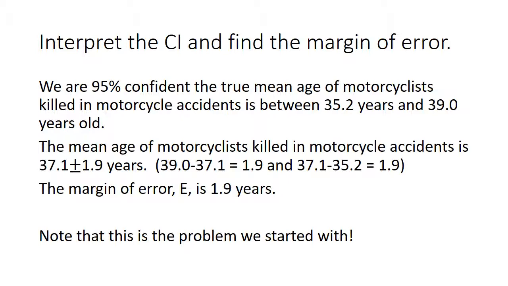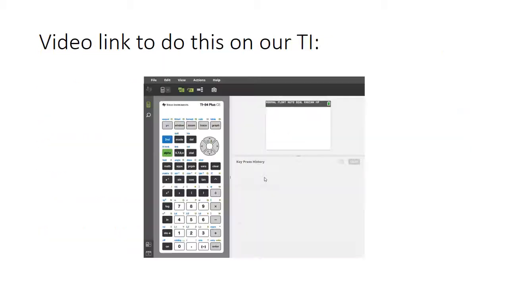Okay. To find the margin of error, as we said before, take the upper boundary for our confidence interval, subtract off our mean, and you get the same thing when you take the mean and subtract off the lower boundary, 1.9 years. And again, this is the same exact problem we started with, so you can flip back and interpret it exactly the same way we did before. So here's a video link to do this on the TI.